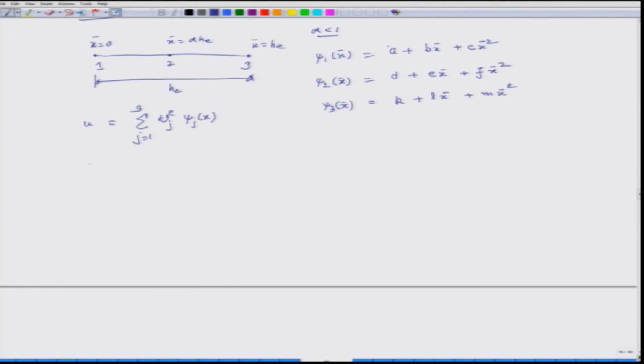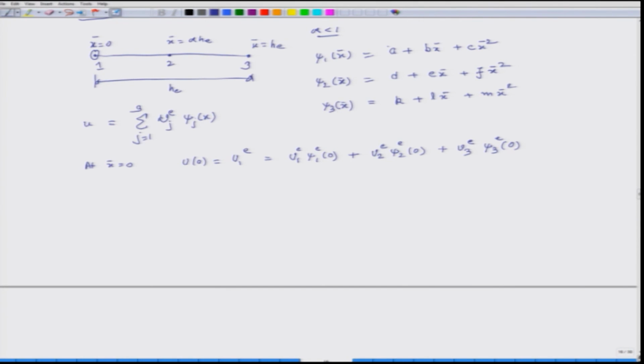So, the first condition is that at x equal to 0, or x bar equals 0, which is this location, node 1, what is the displacement, or the value of the primary variable? u(0) is equal to u1^e, and this is equal to u1 psi 1 at 0 plus u2 psi 2 at 0 plus u3 psi 3 evaluated at 0, and of course, I have to put a superscript e for the eth element, suppose.